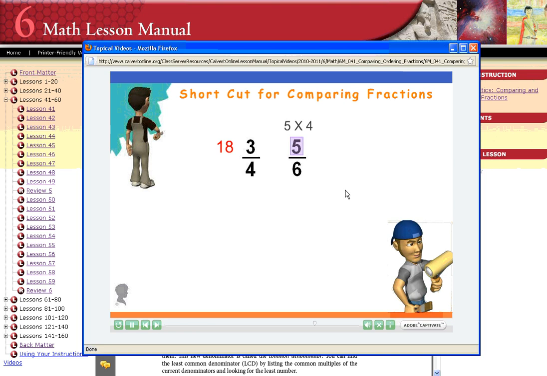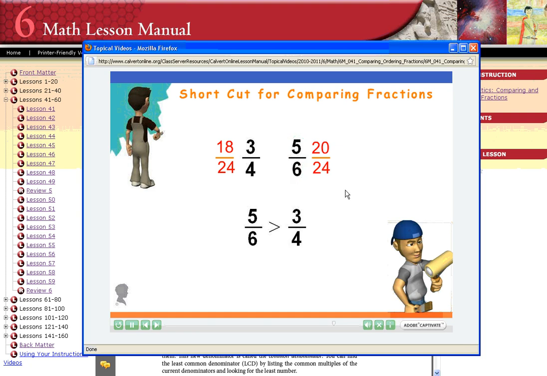Now multiply the numerator of the second fraction by the denominator of the first. This product is 20. Multiply the denominators together to obtain the denominators of the equivalent fractions. 18/24 is equivalent to 3/4, and 20/24 is equivalent to 5/6. Cross-multiplying in this manner will give you the numerators of equivalent fractions that can be compared to tell which fraction is greater. In this case, since 20 is greater than 18, you know that 5/6, the fraction next to the 20, is greater than 3/4.